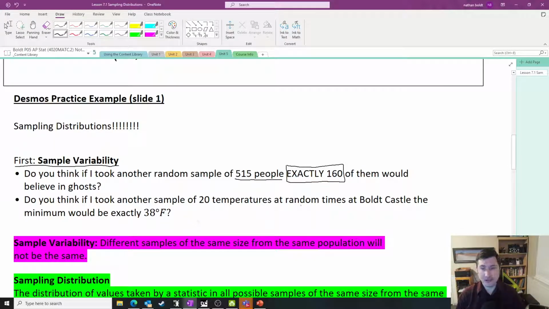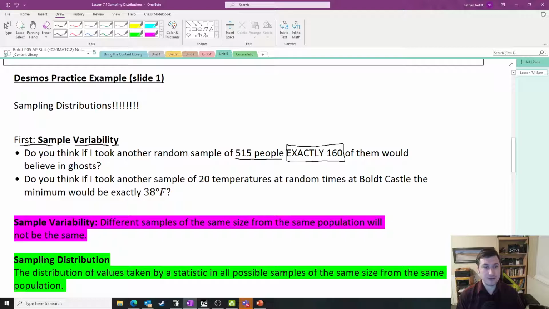Similarly, with the castle example, if we took another sample of 20 random temperatures, 20 random times, and took the minimum temperature, do you think the minimum would again be 38 degrees exactly? No. It might have gotten a little lower. It might have not gotten quite as low. It'd probably be similar to 38 degrees, but it wouldn't be exactly the same. That is the idea of sample variability.